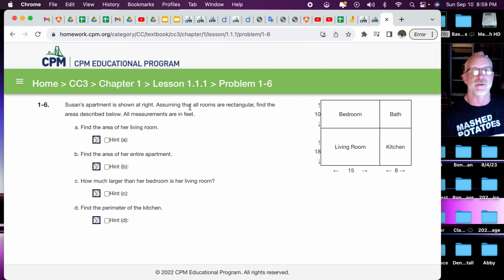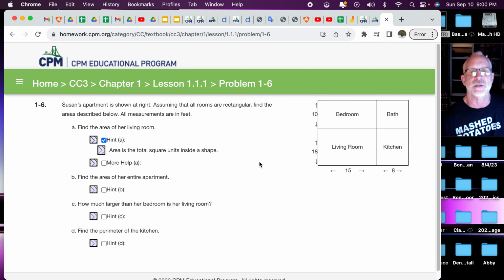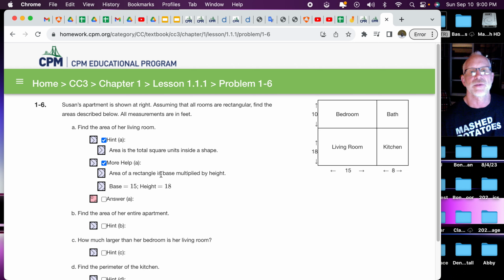1.6 is here. Susan's apartment is at the right. All the rooms are rectangular. Find the areas described below. All measurements are in feet. Find the area of her living room. What's the area of the living room? I don't remember how to find area. Hint: area is the total square units inside a shape. So if we have 15 this way and 18 this way, still need more help. Click here. The area of a rectangle is base multiplied by height. 15, 18. I still need more help.